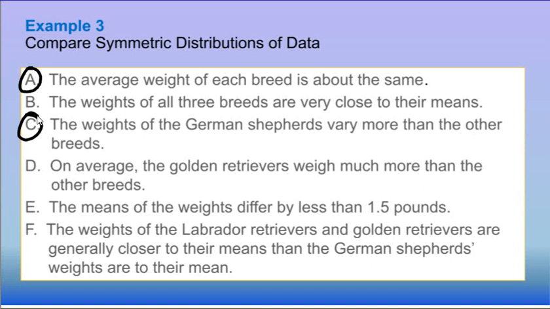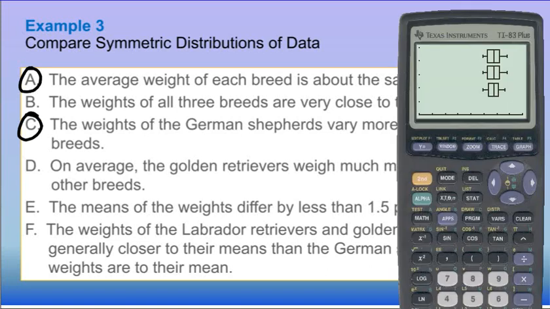Actually, the German Shepherds was the second graph. So the second one right here. Then the middle one, so then the golden retrievers are the third box and whisker plots. So on average, golden retrievers weigh much more than the other breeds. We cannot say that. E, the means of the weights differ by less than 1.5 pounds.